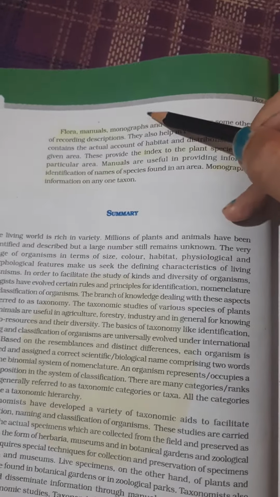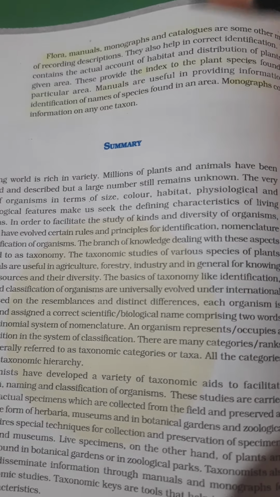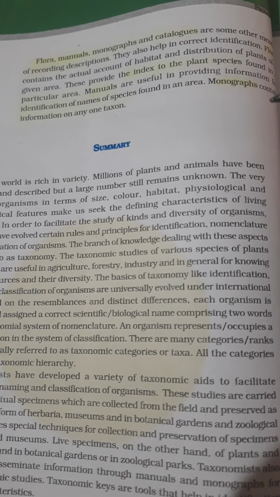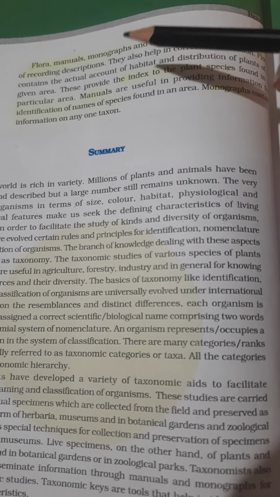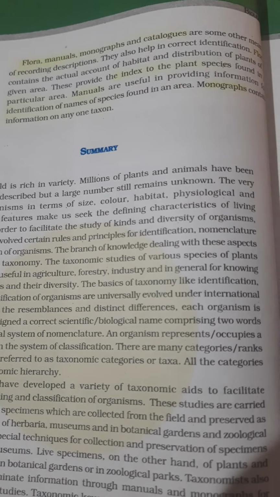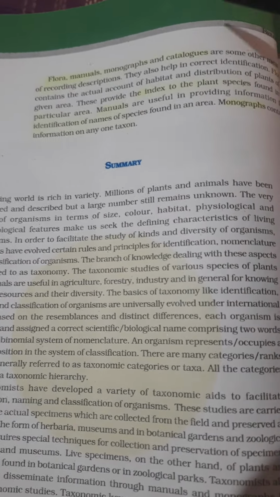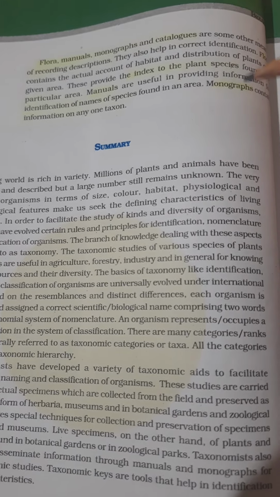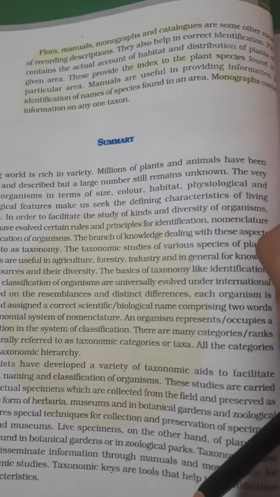Lastly, there are floras, manuals and monographs as well as catalogs. From the term itself, flora means about the flowers, plants. Manuals are generally used to provide information about a particular area, the species of a particular area. Monograph, mono means single, so if information is there about any single taxon, that is a monograph. And a catalog will act as an index where all the contents of a particular kingdom, suppose if we are talking about plants, then it is a catalog where all the names of the plants will be written in alphabetic order.